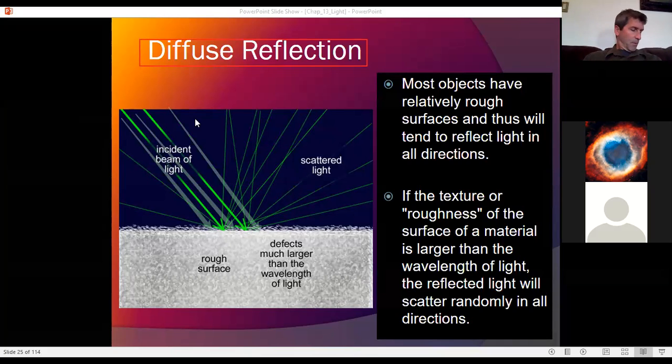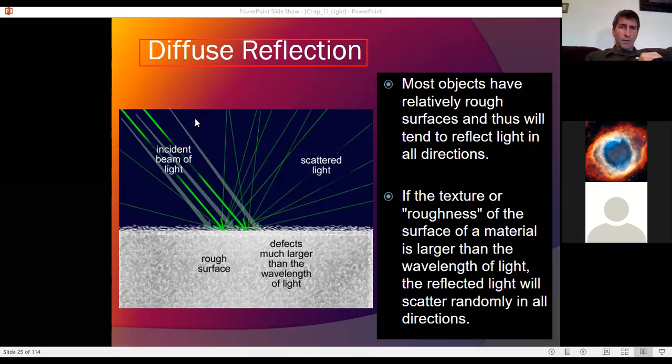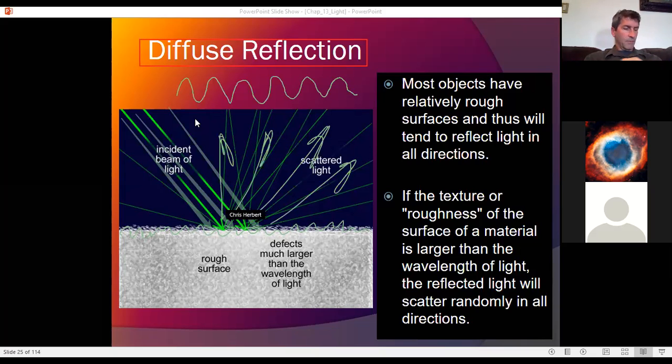Light is really, really small in terms of the size of its wavelength. And usually when we have a wave coming in and it sees something that is bigger dimensionally than it is, light is about a half a micron or half a millionth of a meter. So if we have all these bumps on the surface of the paper, which are bigger than a micron or a micrometer, it's going to scatter the light in all different directions. Okay? We call this diffuse reflection.